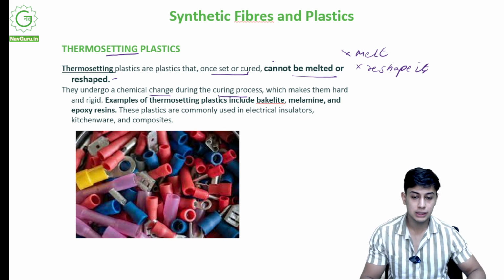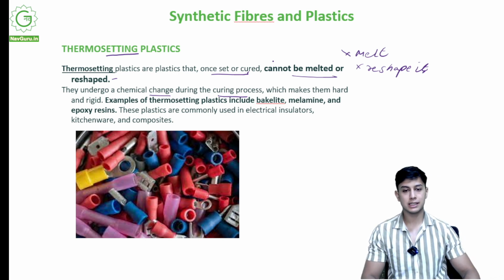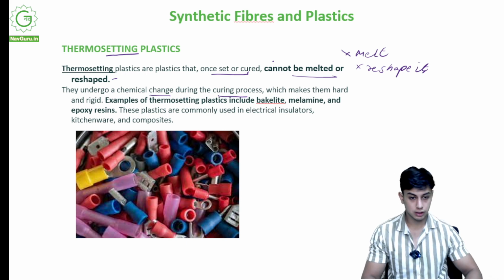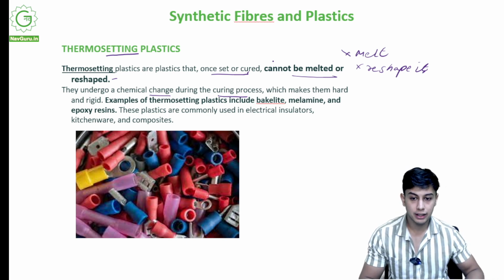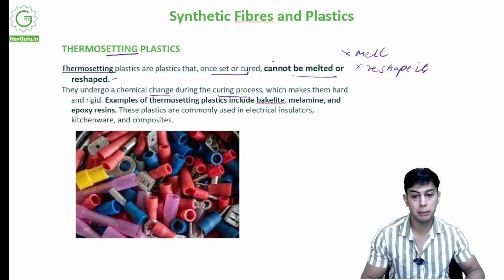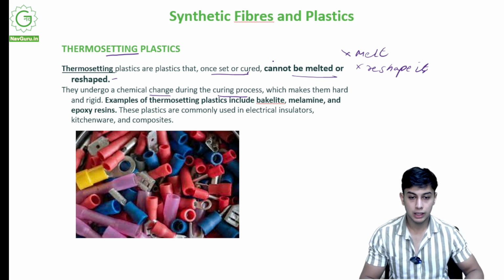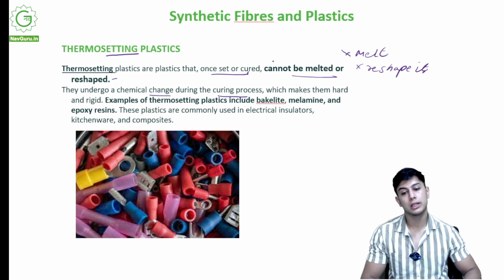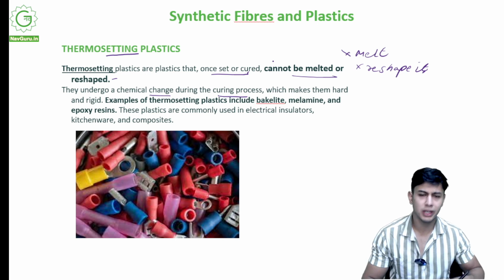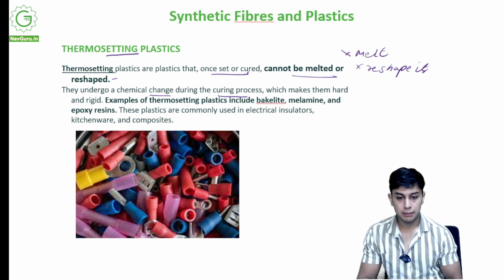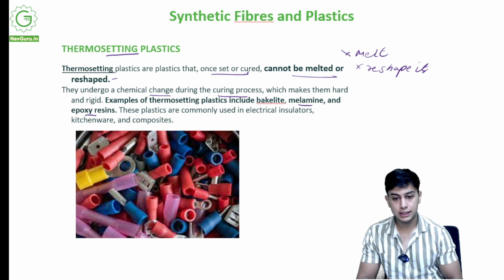What is the curing process? The shape setting process, in which I put the plastic into a shape, is the curing process, which makes them hard and rigid. When I have placed them in a shape, they will go through a chemical change and become hard and rigid. They will not change their shape after that, no matter how much I heat it. Examples of thermosetting plastics include bakelite, melamine, and epoxy resins.